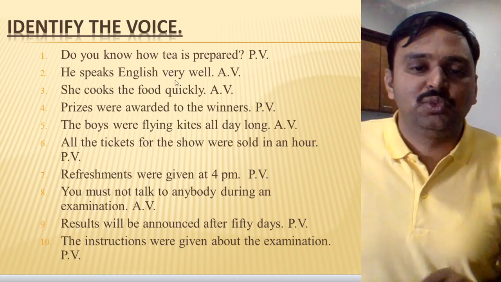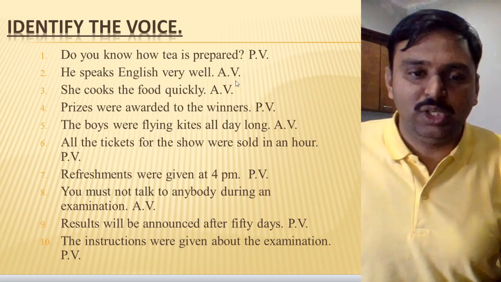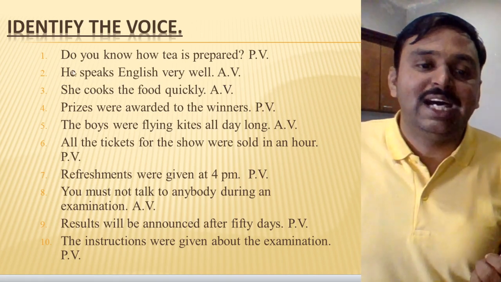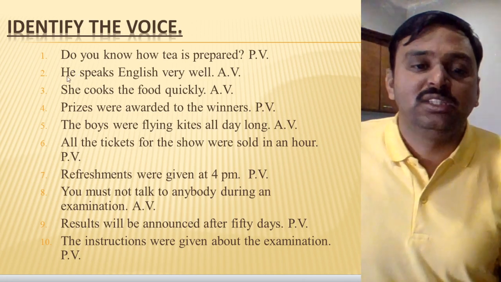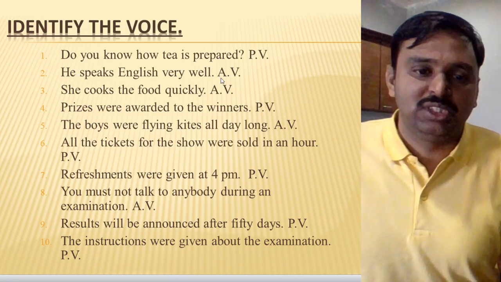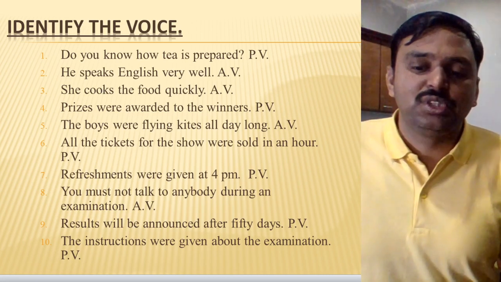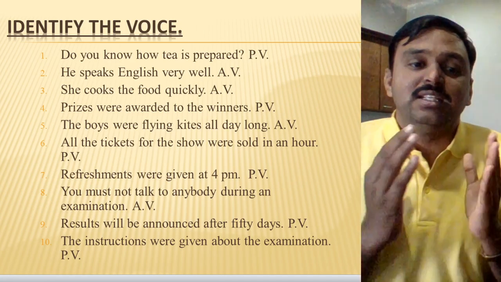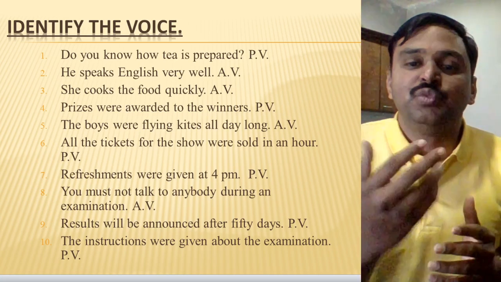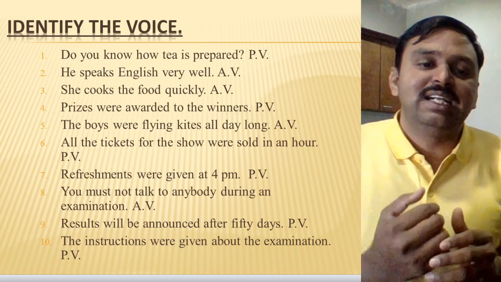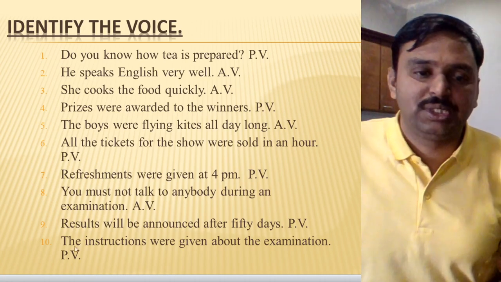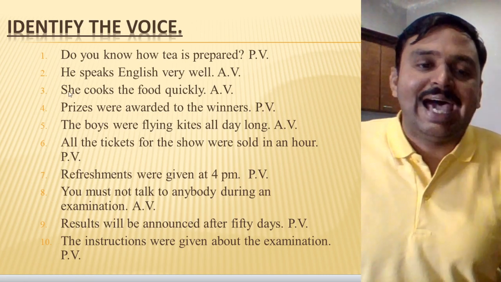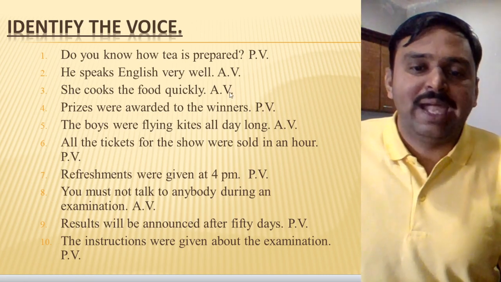Let's go to number 2. He speaks English very well. An example of active voice, because only the verb V1 is given. Speak is V1, V3 is not given, and before that a to be form is not used. The subject, he, is also mentioned, and that's why it is an example of active voice. Number 3: she cooks the food quickly. In this, the subject, she, is mentioned, and cooks, the V1 form, is mentioned, so it is again an example of active voice. The subject is doing the action of the verb, and that's why it is active voice.